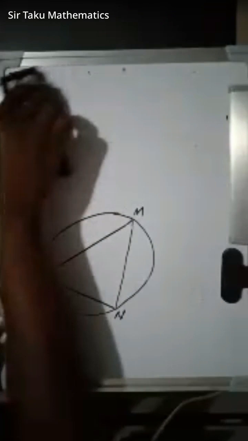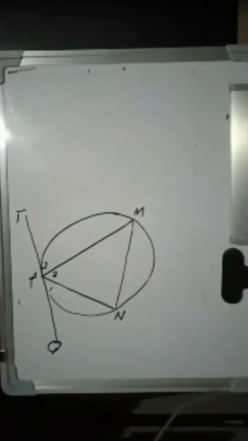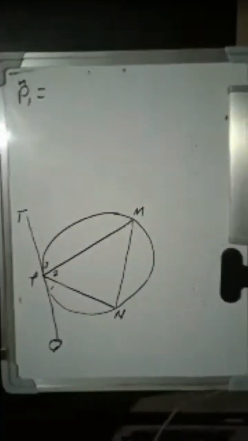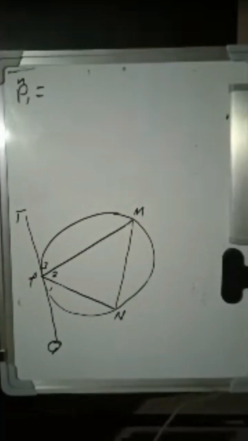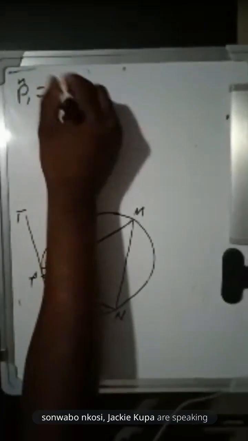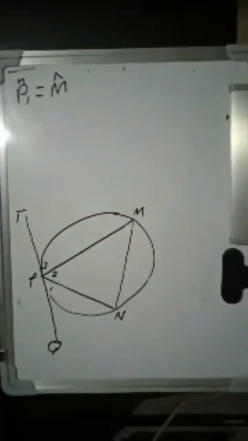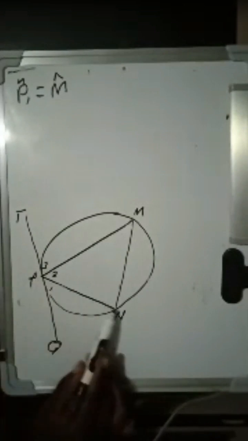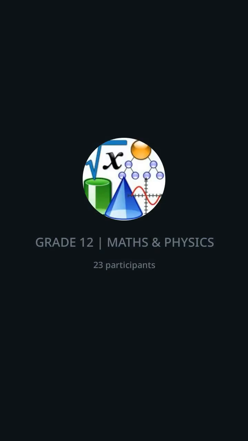I've been talking alone, guys, for quite some time. Can you please tell me which angle is equal to P1? P1 is equal to which angle? M. Yes, because remember that P1 is formed by this chord and the tangent. So you check which angle is supported by the chord. It is angle M.